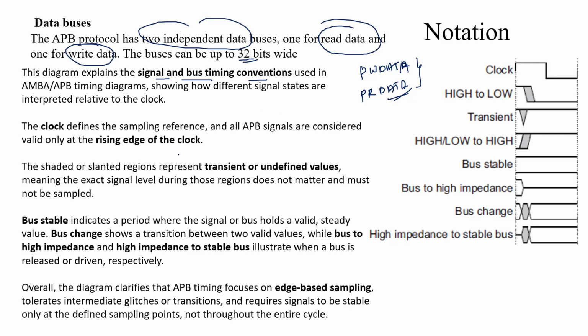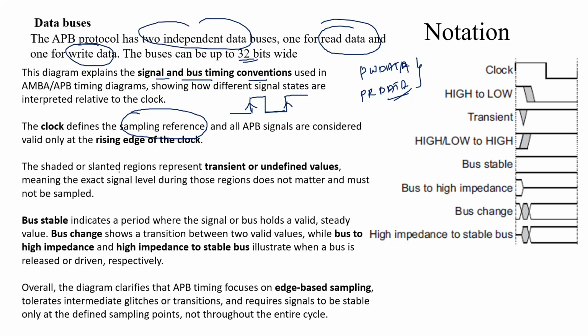What is the clock? The clock defines the sampling reference, where data is transferred and where you start the data transfer. Based on the clock only, we say that. In this APB protocol, each and every time at the rising edge of the clock we initiate the transactions, either selecting the slave or enabling the slave. All these things happen at the positive edge, or rising edge, of the clock. So that is called the clock signal.